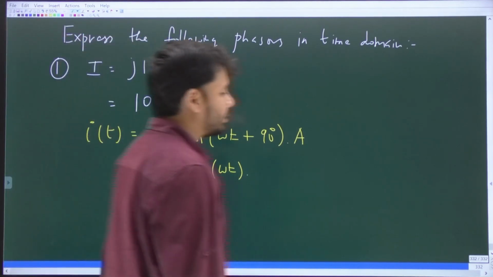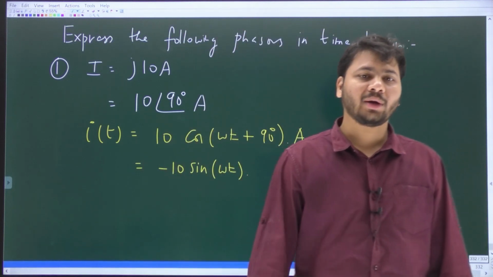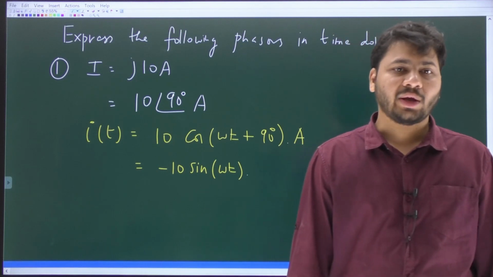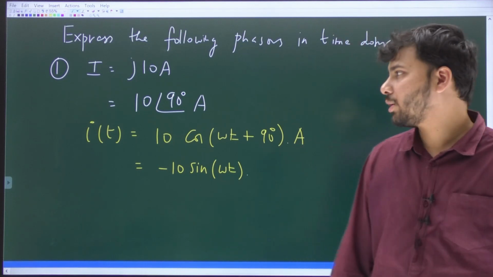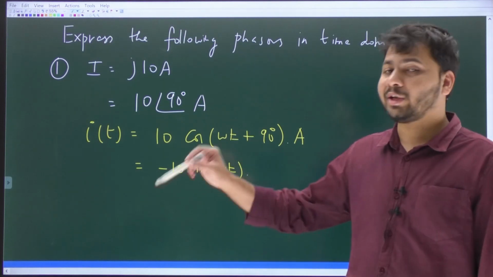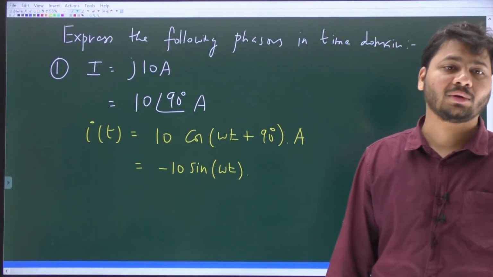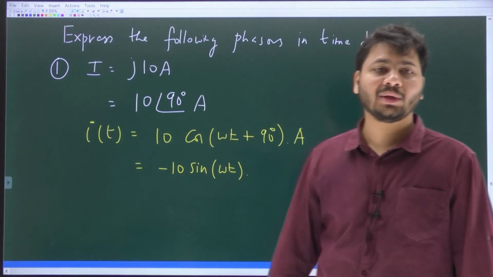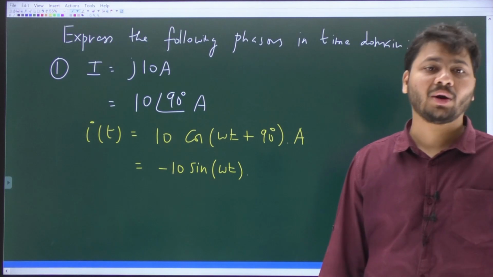In this way, you can convert any phasor back into its time domain sinusoidal representation. But before you convert any phasor into the time domain, you should express the phasor in polar form. Then you can directly write it in the time domain.